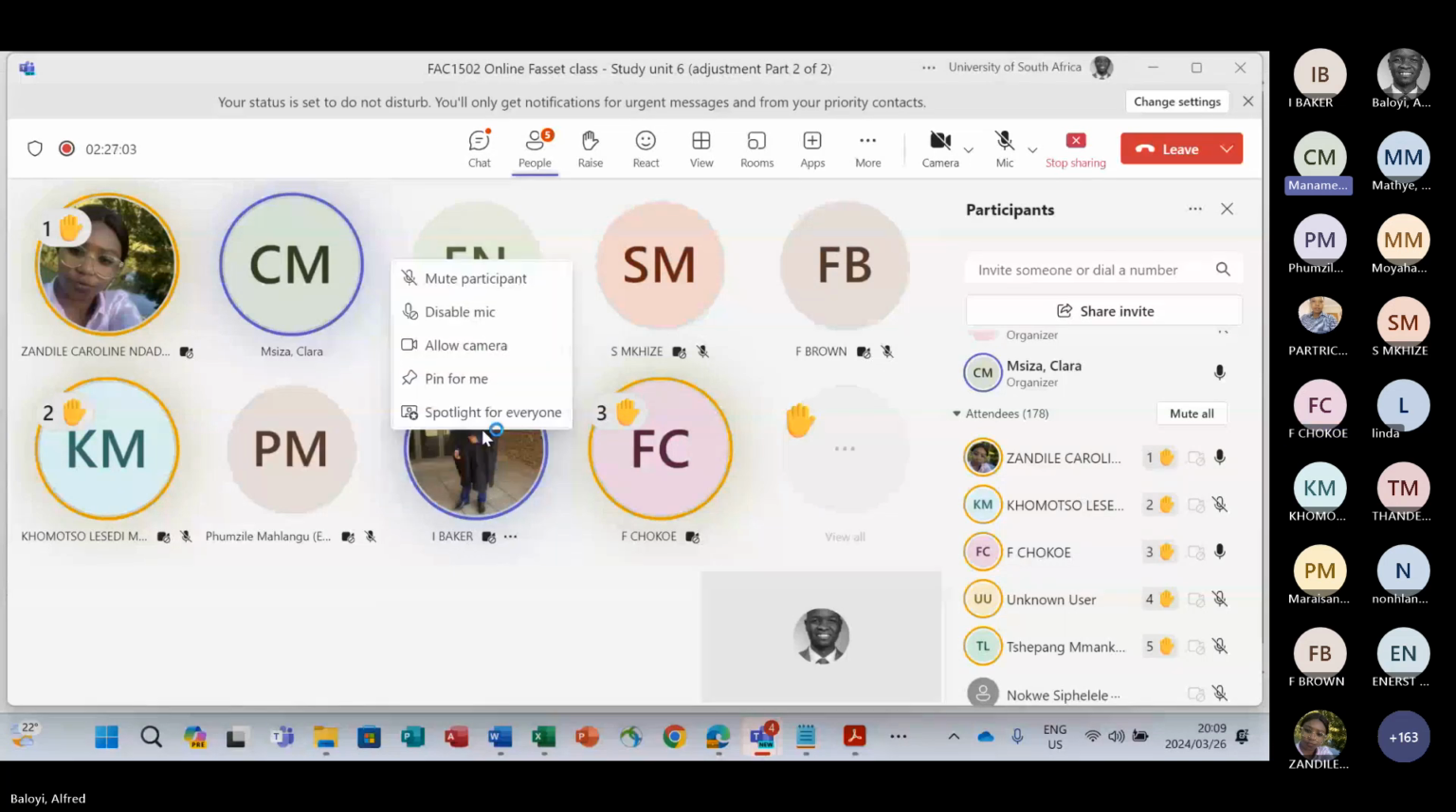So I see questions. We have Zandile, is that an old hand? No, it was a new hand, but yes, because you said we must type, I started typing.